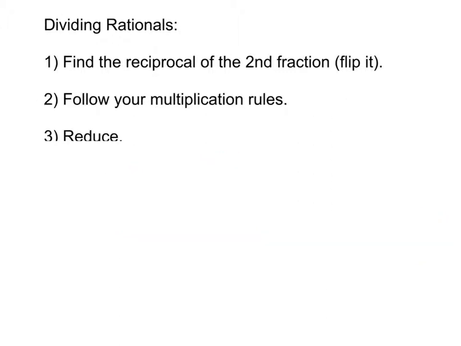Last but not least, we're going to look at dividing rationals. Dividing rationals is simple because there's one additional step and then you just follow your multiplication rules, which we just reviewed. So the first thing you need to do is find the reciprocal of the second fraction. In other words, you need to take the second rational and flip it. And then you just follow your multiplication rules like before. Let me show you an example.